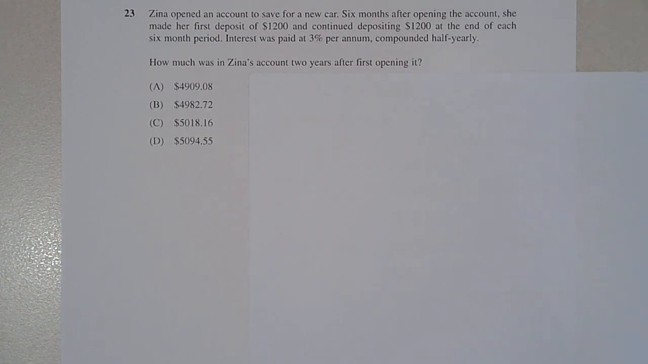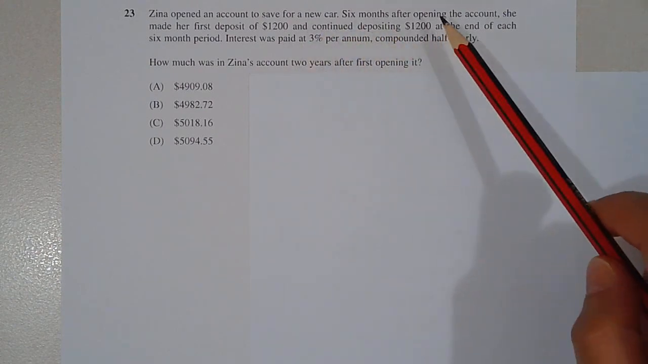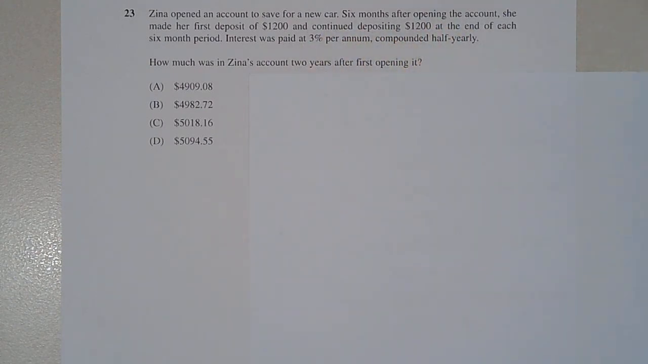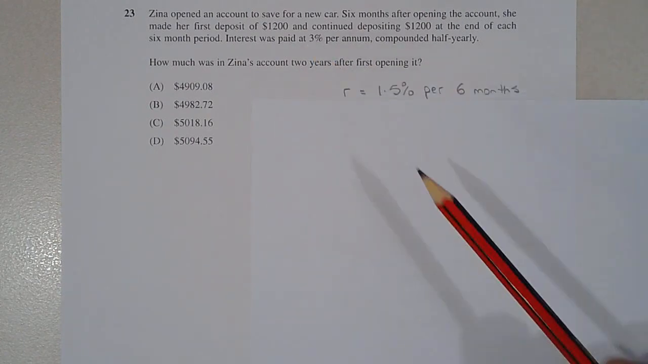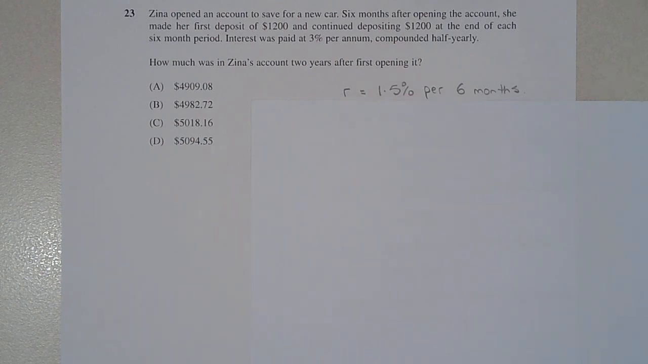Now the first thing we need is the interest rate per period. So it's quoted at 3% per annum, but it's compounded twice a year, so every half year. So we need to divide 3% by 2, and that gives us R is 1.5% per 6 months. Now we can answer this question as a recurrence relation.